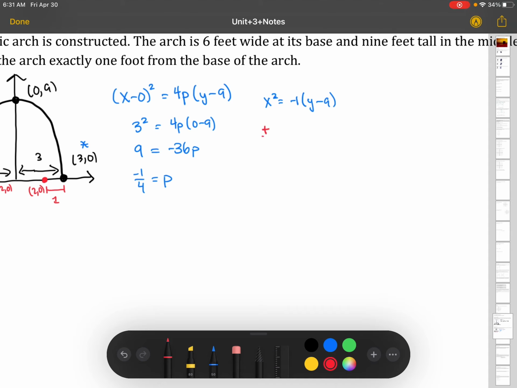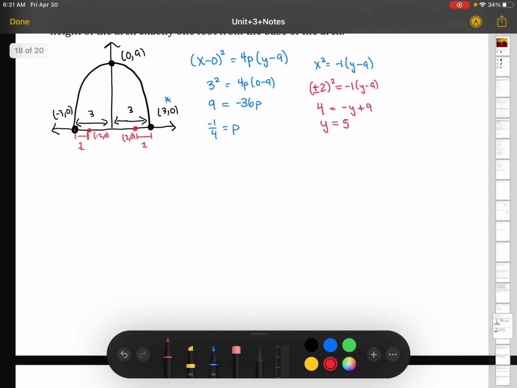So we can really just say plus or minus 2 squared is equal to -1 times (y minus 9). So that's going to give us 4 equals -y plus 9. And if we add y and subtract 4, we get y equals 5. So 1 foot from the base, the arch is 5 feet high.